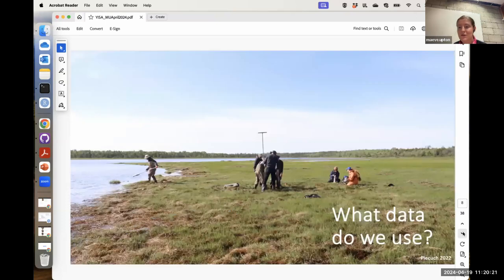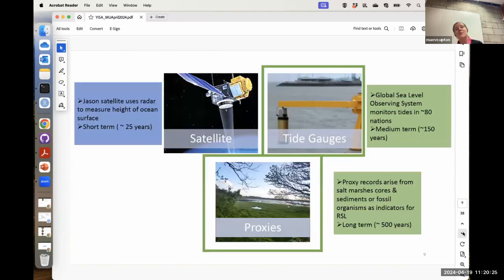So what type of data do we use? We go out to the field and collect proxy data. We have a combination of 3 options. You can use satellites, which are really accurate and very good, but they only go back roughly 25 years. So we tend not to use satellite data. It's one of the future works, but at the moment it's not useful enough for us.